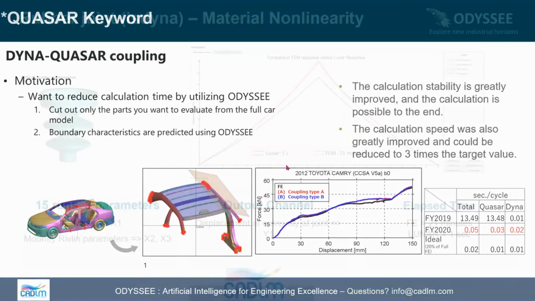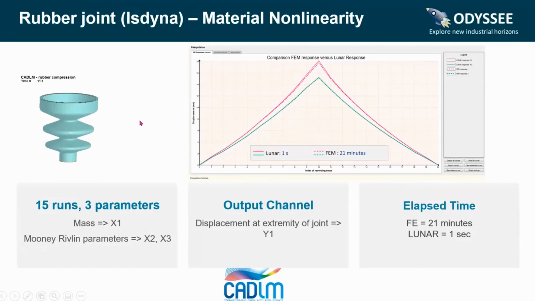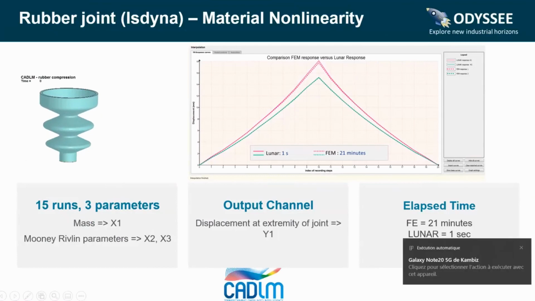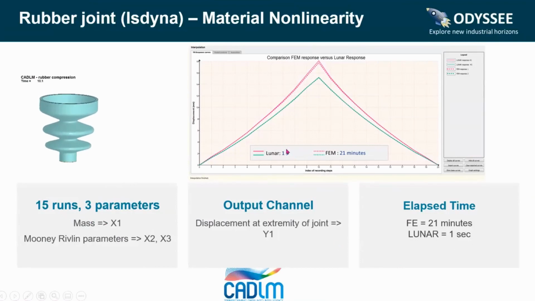So a few other examples which show the application in yet more general way. This is completely decoupled. This is the easiest way to do actually what we want to do. Here I have a rubber joint. We do 15 runs as a DOE, and then we just use that DOE directly. There is no coupling anymore. The runs are done before. And here you can see we can predict for any new set of parameters in 1 second compared to 20 minutes, the nonlinear response of the joint, loading, unloading, and so on.